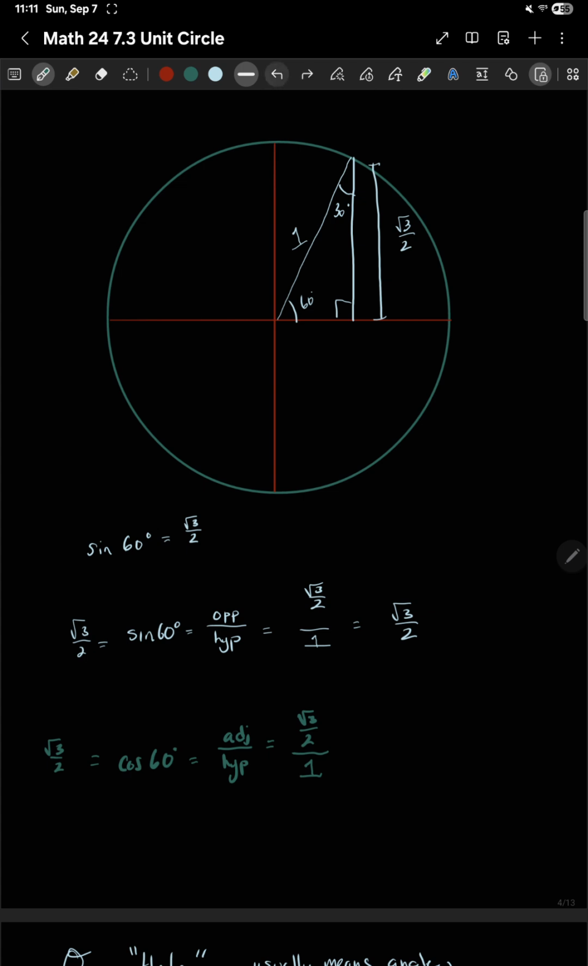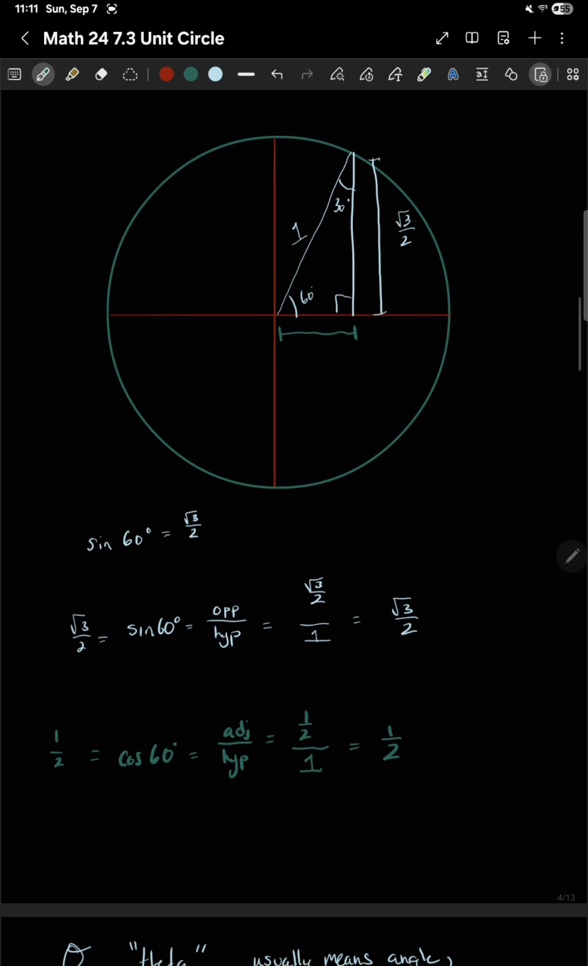Sorry, not square root of 3 over 2. 1/2. And so we know now that cosine of 60 degrees, I made a mistake here. This should be 1/2, not square root of 3 over 2. And so that tells us that the adjacent side is 1/2. And hopefully my little mistake doesn't mess you up too much.